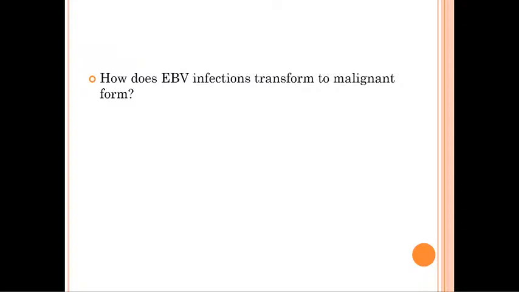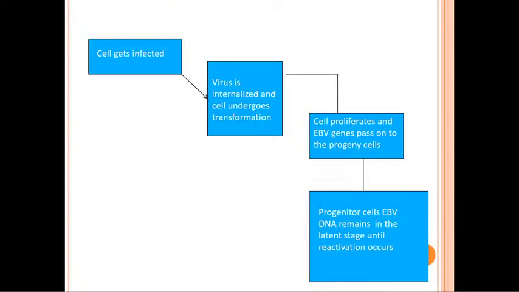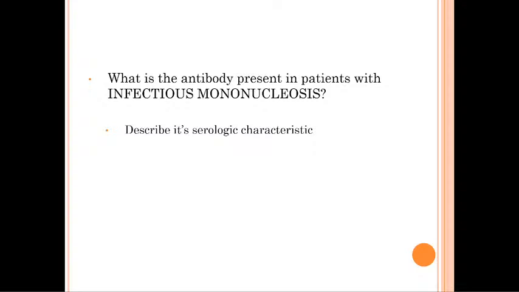How does an EBV infection transform to a malignant form? Well, this is what basically happens. The cell gets infected. The virus is internalized and the cell undergoes transformation. The cell proliferates and EBV genes pass to progeny cells. The progeny cells with EBV DNA remains in the latent stage until reactivation. And in that process, the virus facilitates the mutation of the cells. Okay? Thus, the oncogenes become activated. The cell proliferation actually. Okay? So parang namumutate siya.